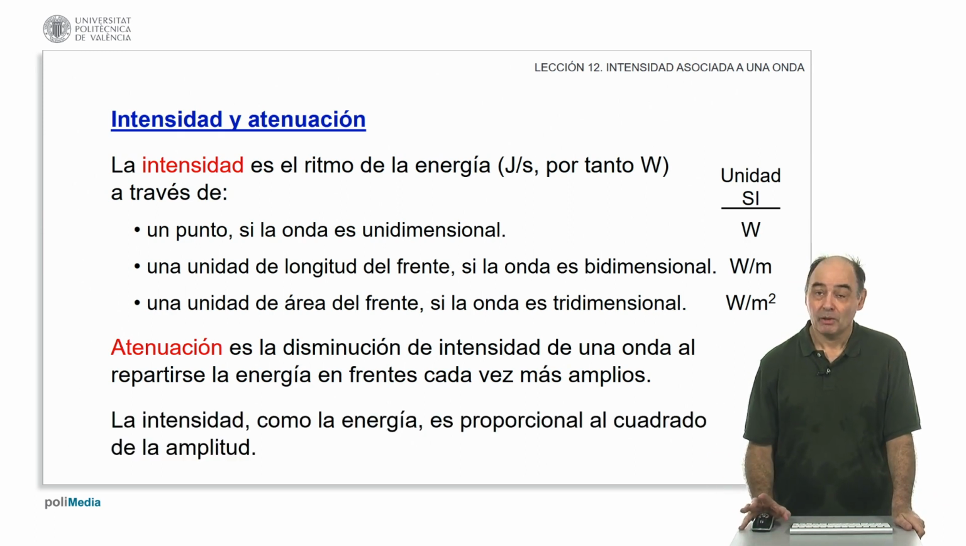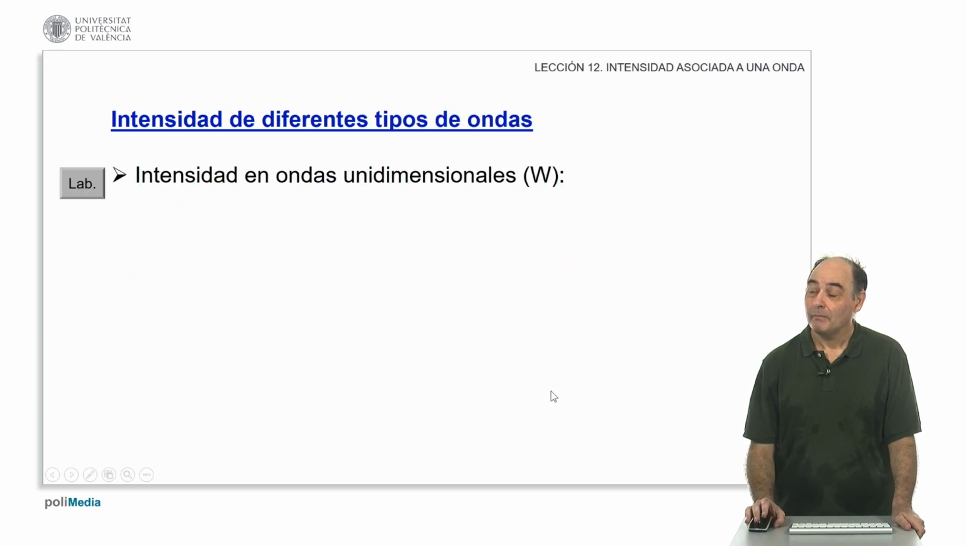Let's remember anyway, because it is relevant, that energy is proportional to the square of the amplitude. So the same thing happens to intensity. If the amplitude doubles, the energy quadruples and the intensity quadruples. Well, let's now look at the following possibilities. First case, one-dimensional waves. So we have that the intensity is measured in watts because it is per point.